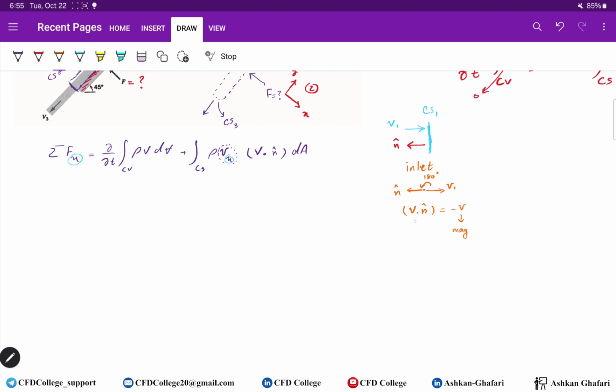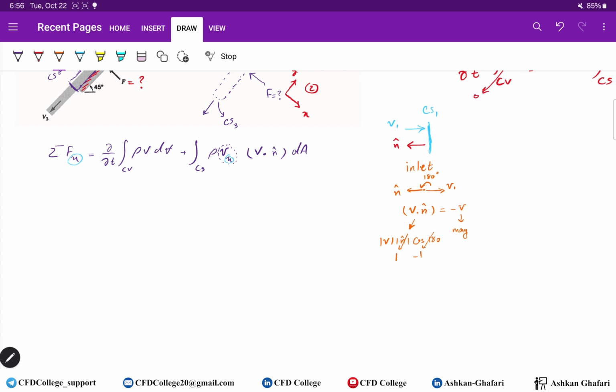Because this dot product equals the magnitude of V times the magnitude of N times cosine of theta, which is 180. So this one is the outward normal vector. The magnitude is 1. Cosine of 180 degrees is -1. So for inlet, it's minus V.